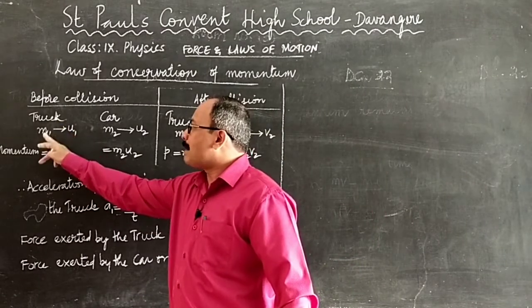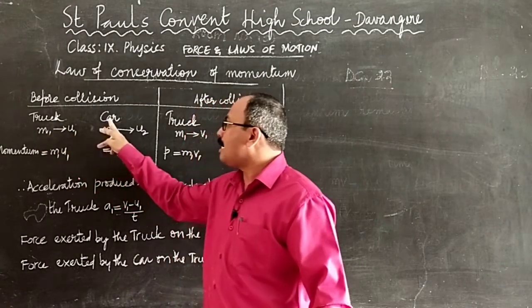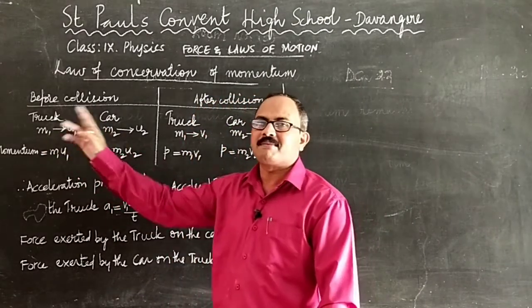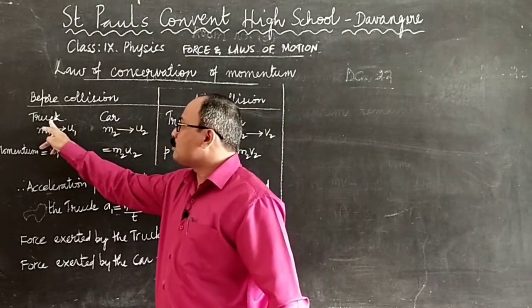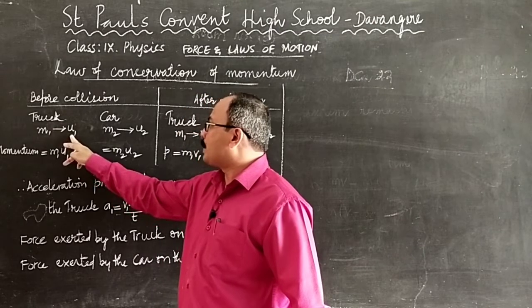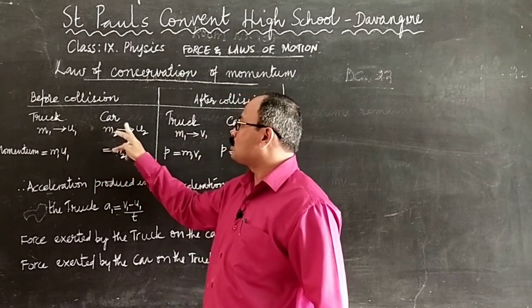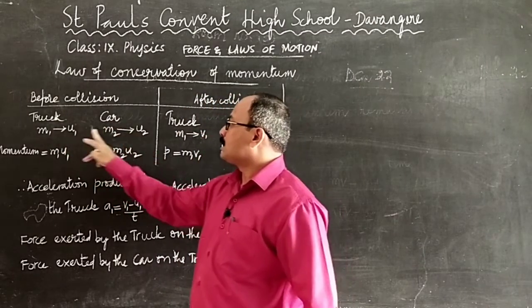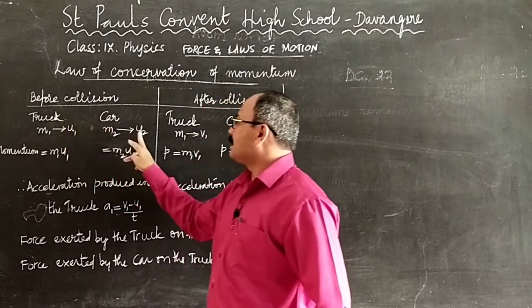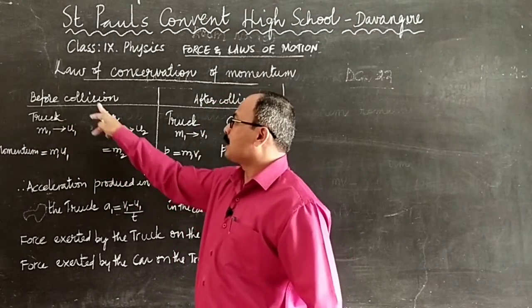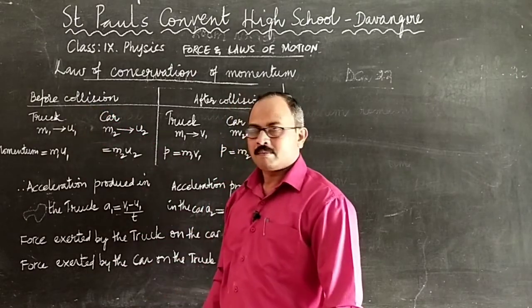The truck has mass m1, and the car has mass m2. The masses will be different. The truck moves with some velocity u1, and the car also moves with some velocity u2. These are the initial velocities of the truck and the car before collision.